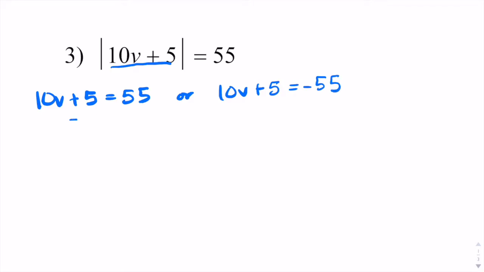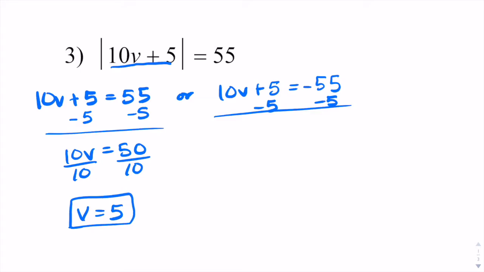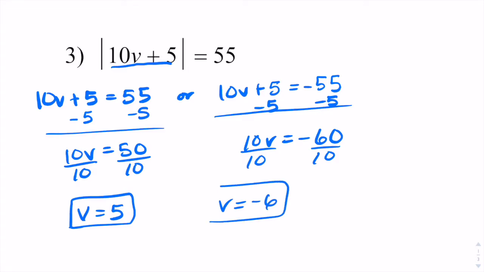The inverse operation dictates that we subtract 5 from both sides. So 10v is equal to 50, since 55 minus 5 is 50. Dividing both sides by 10, v is equal to 5. We do the same thing for the other equation. We subtract 5 from both sides, and 10v is equal to negative 60. We divide both sides by 10, and v is equal to negative 6.